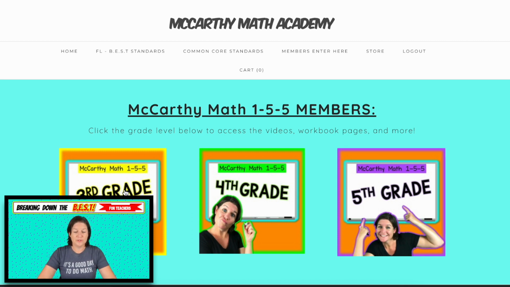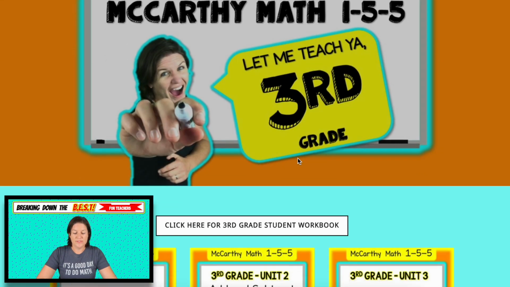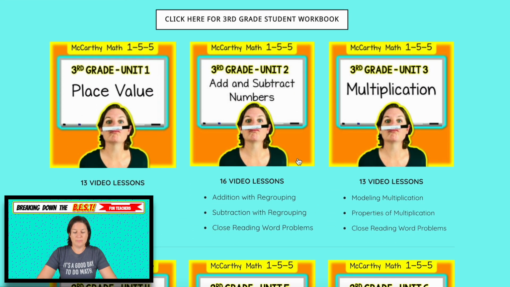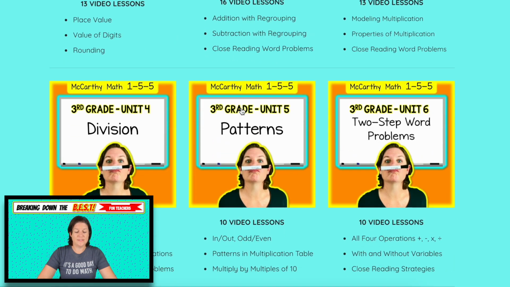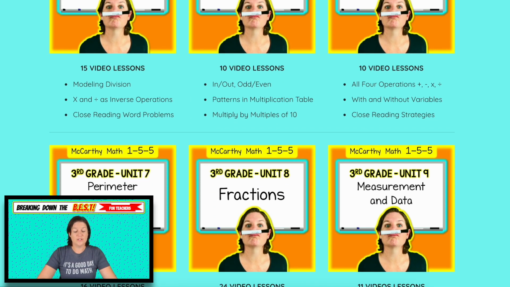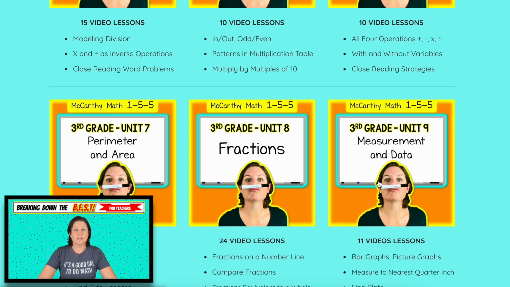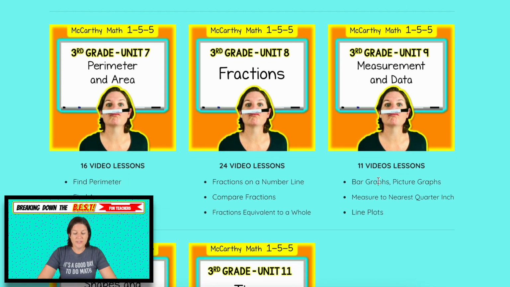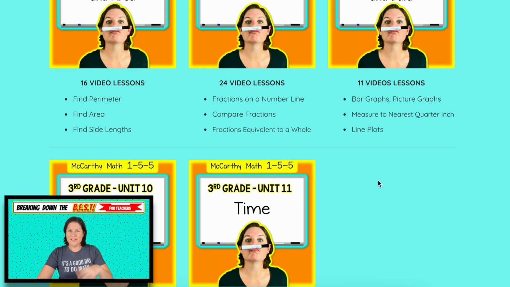So if we click on 3rd grade, you can see here all the different units that pop up. We still multiply, we still add and subtract, we're still dividing, we still have 2-step problems, we still are practicing area and perimeter. There's a lot of great resources here that we might need to tweak just a little bit to match what we need for the B.E.S.T, but they're still really good.